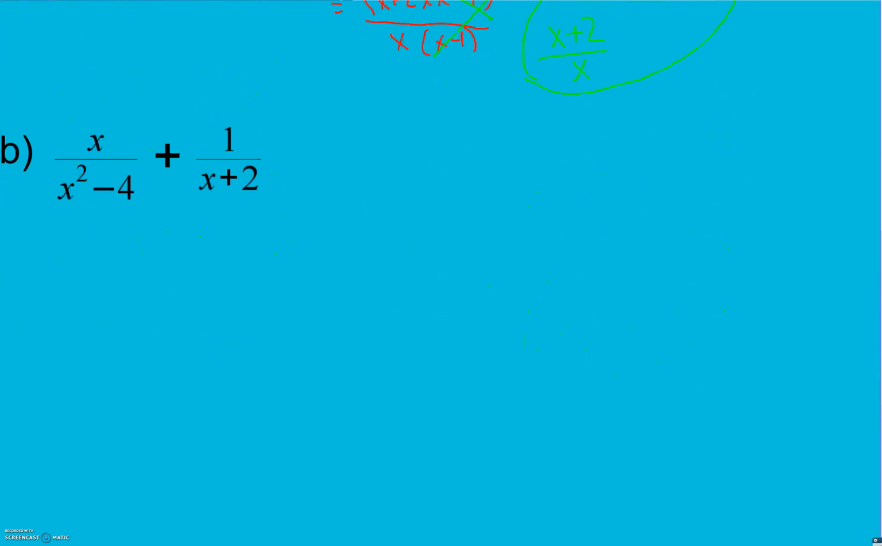Try B here. Again, our first step is to get our least common denominator. And we do that by finding our least common multiple of our denominators. First we factor. Have to have our prime factors before we can find our least common multiple. And x squared minus 4 again is a difference of squares, which means I need to multiply to 4, subtract to 0, plus and minus 2.